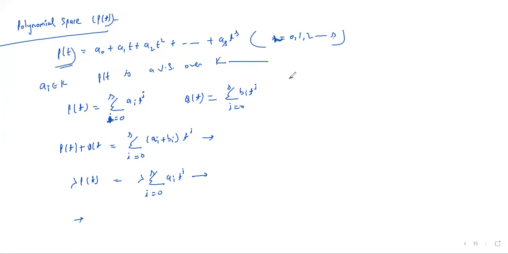So it is forming a vector space. The polynomial space P(t) is forming a vector space over vector addition, scalar multiplication, and the zero polynomial. Now let's talk about an important space, which is the matrix space. Let's say M(m,n). This also forms a vector space with the usual operations.